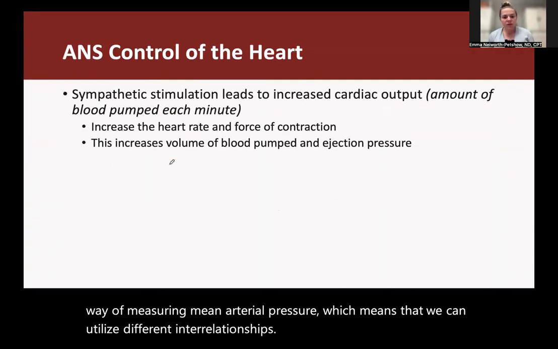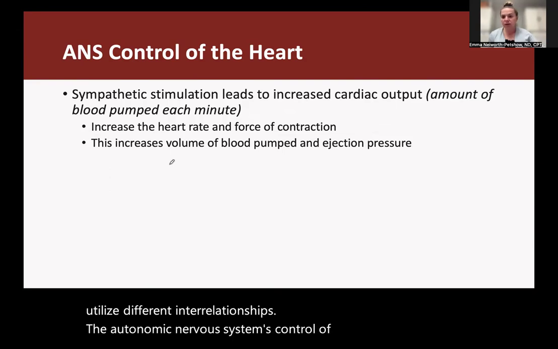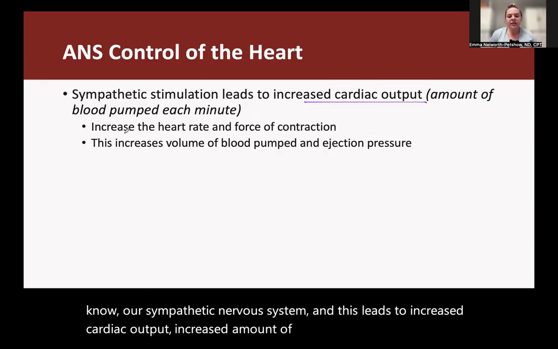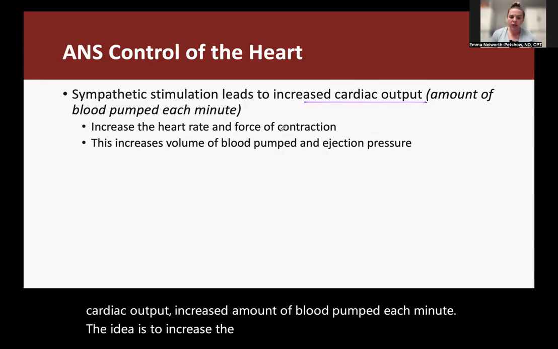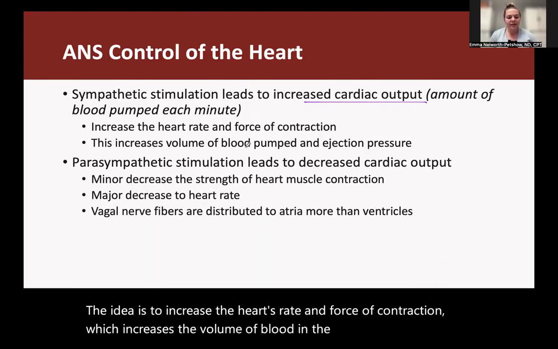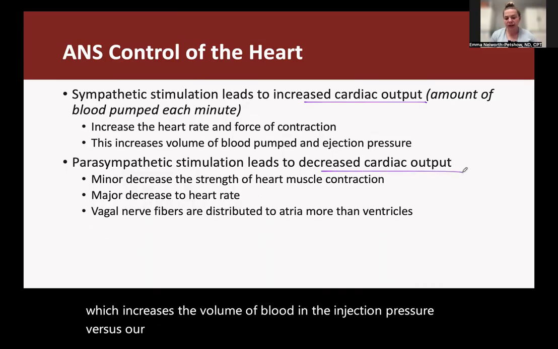The autonomic nervous system's control of the heart uses our sympathetic nervous system, and this leads to increased cardiac output, an increased amount of blood pumped each minute. The idea is to increase the heart's rate and force of contraction, which increases the volume of blood and the ejection pressure, versus our parasympathetic stimulation, which leads to decreased cardiac output.